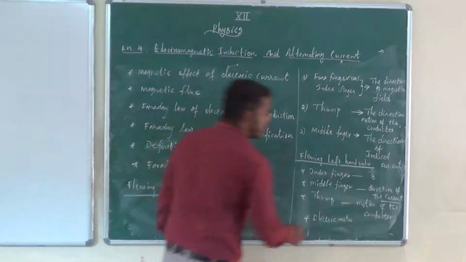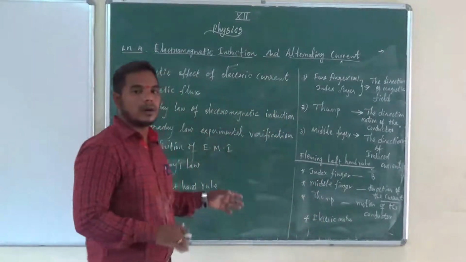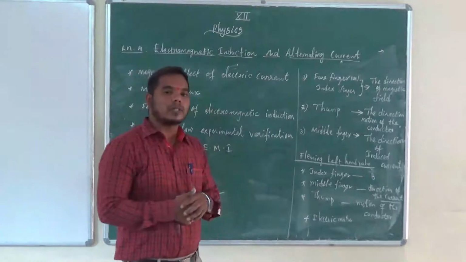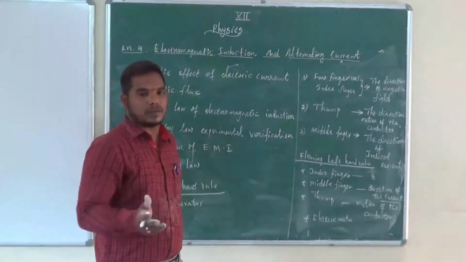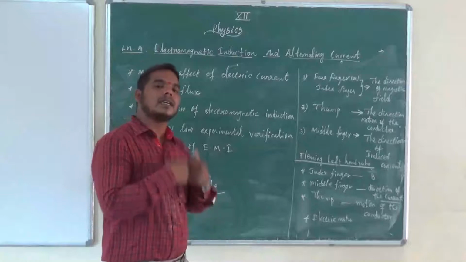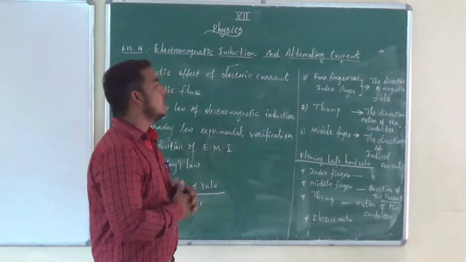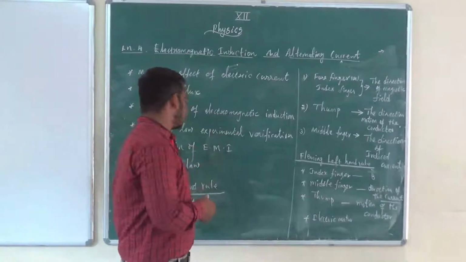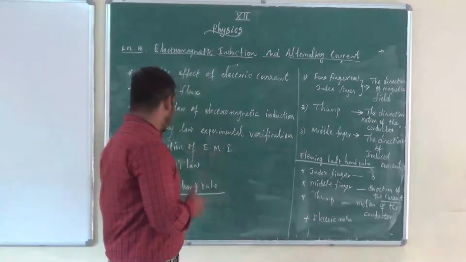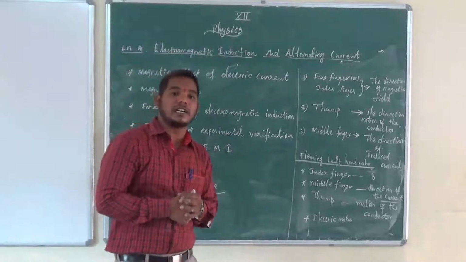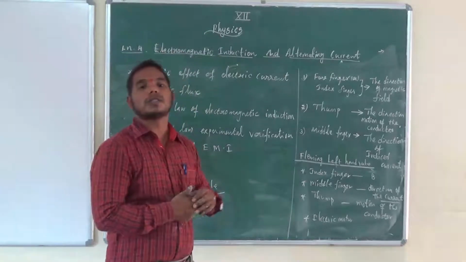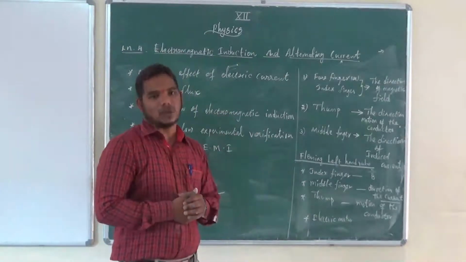Where is that? Electric motor. If they ask one more question: Fleming's right hand rule is used in generators, and Fleming's left hand rule is used in electric motors. Write the difference between Fleming's right hand and left hand rule. Fleming's right hand rule produces induced current. Fleming's left hand rule gives the direction of the current only.